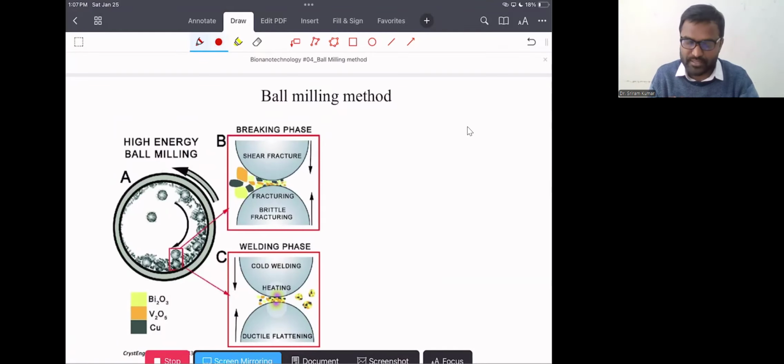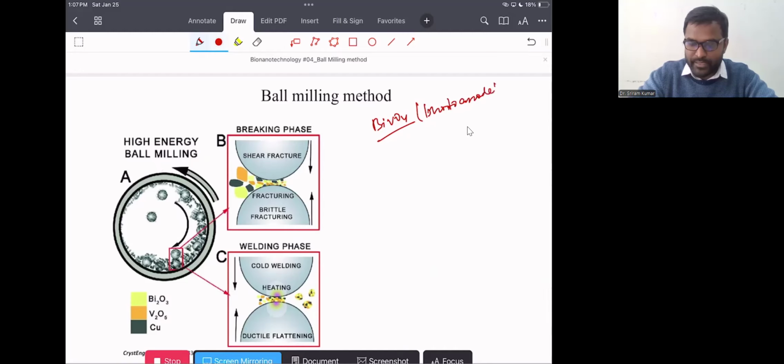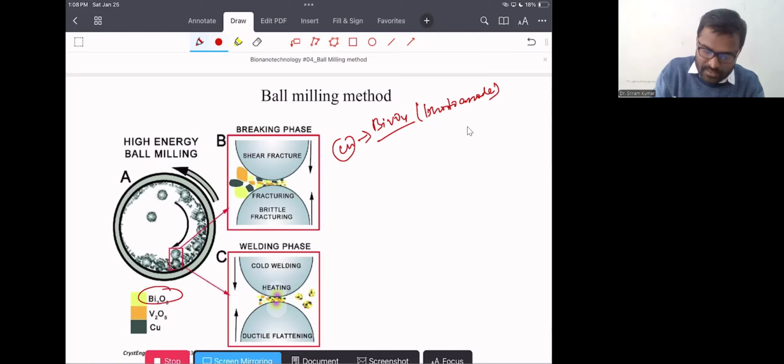have these two phases. For example, if you want to make BiVO4, that is a very important photoanode material. And if you want to dope copper in this bismuth vanadium material, for that we need to use the starting materials as bismuth oxide, vanadium oxide, and copper. And we want to dope that copper metal in that bismuth vanadium material.